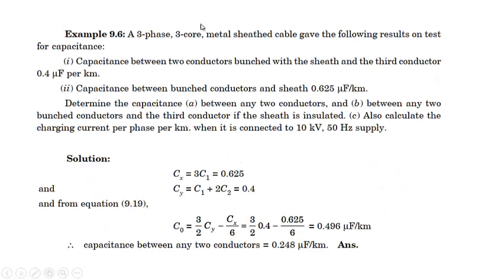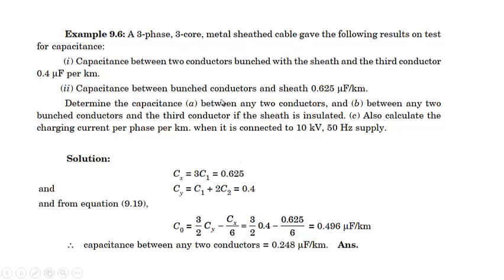Now let us try to find out one numerical from here. A 3-phase 3-core metal sheath cable gives the following results on the test for capacitance. Capacitance between two conductors bunched with the sheath and the third conductor is 0.4 microfarad per kilometer, that is equal to Cy. Capacitance between bunched conductors and the sheath is equal to 0.625 microfarad per kilometer. This is Cx.